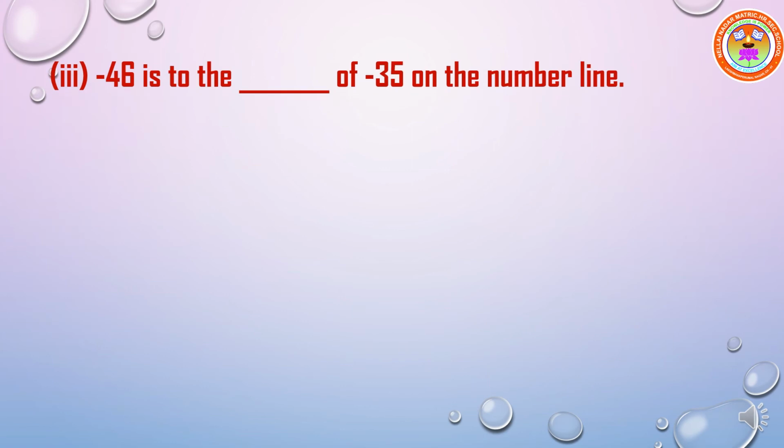Subdivision 3. -46 is to the dash of -35 on the number line. So we want to write which side, whether it is left or to the right of -35. We know that negative values are on the left side of the number line. So -46 will be to the left or to the right? It will be to the left of -35.